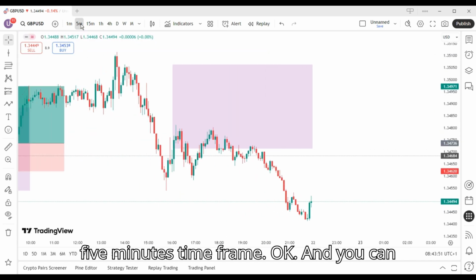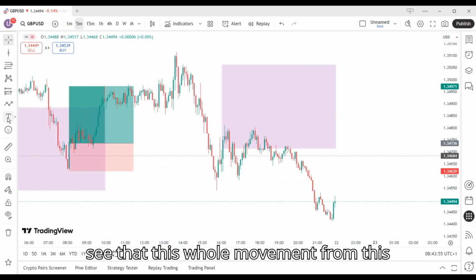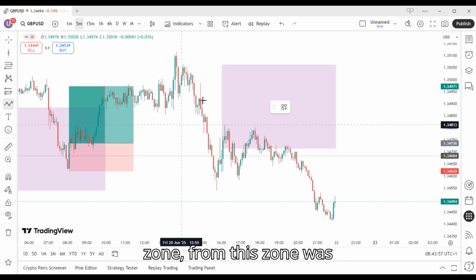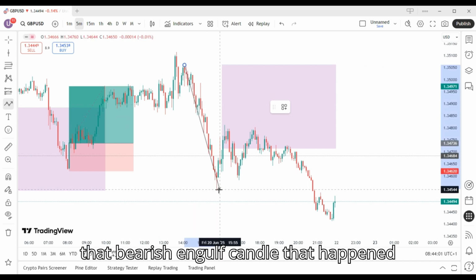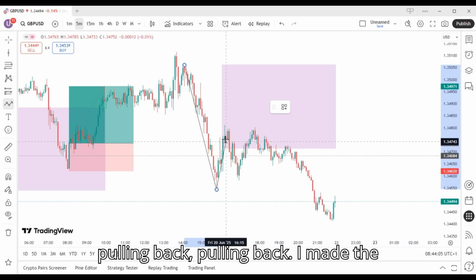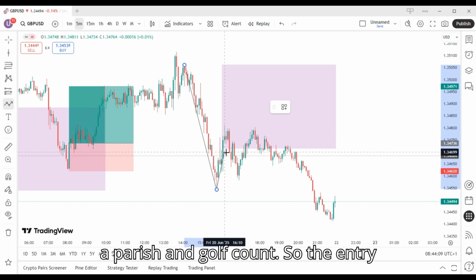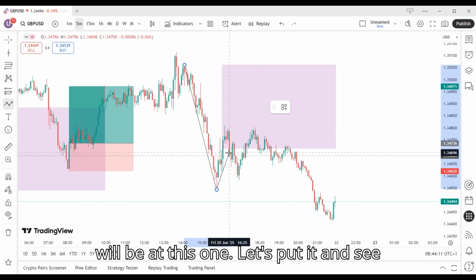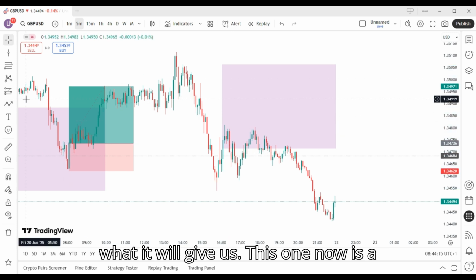All right, this is the 5 minutes time frame, and you can see that this whole movement from this zone was that bearish engulf candle that happened, and price started pulling back, pulling back. And immediately price got to this fair value gap, we saw a bearish engulf candle. So the entry will be at this zone. Let's put it and see what it will give us.